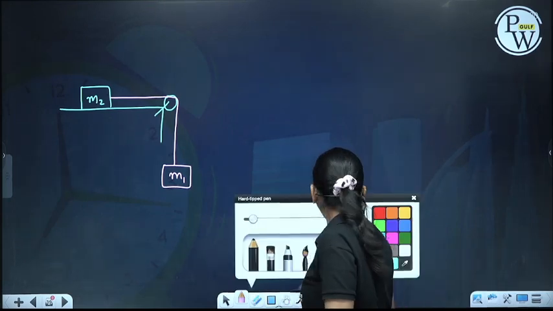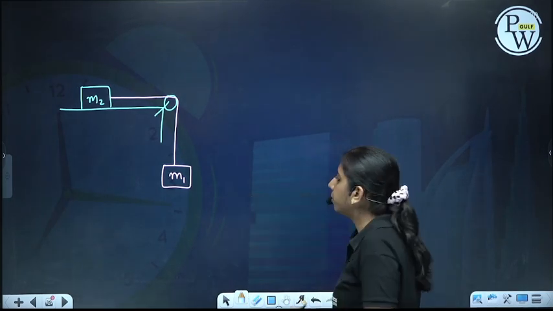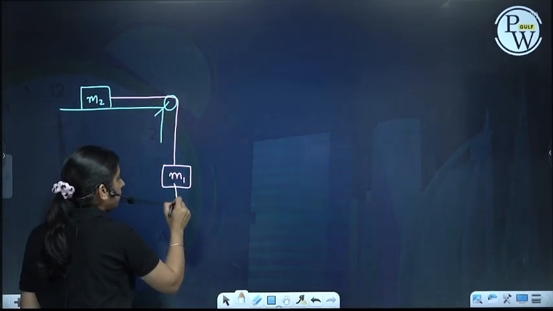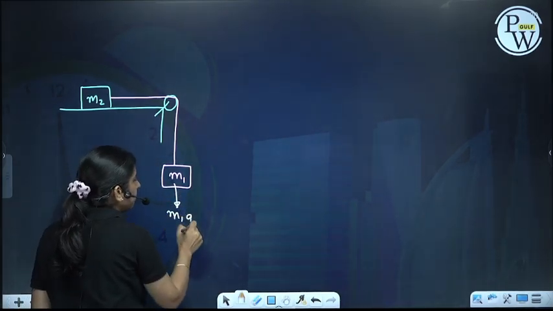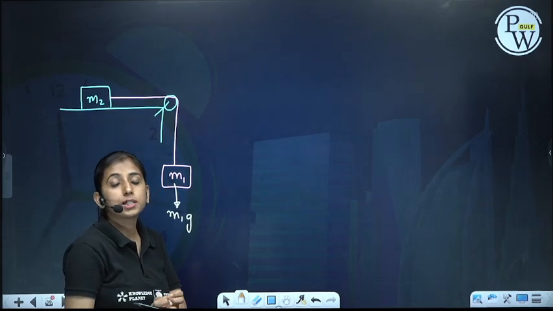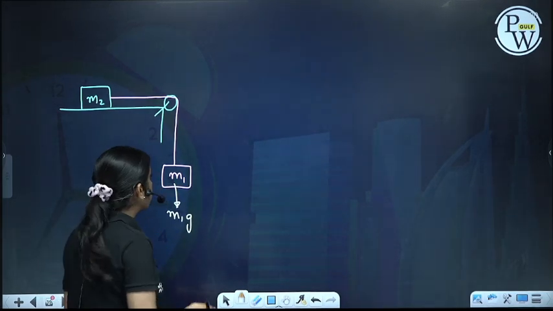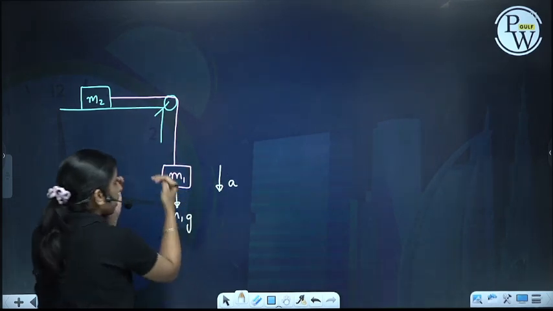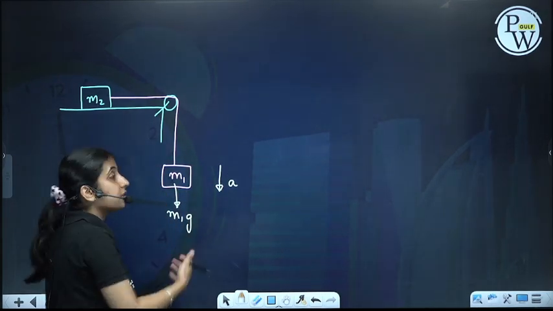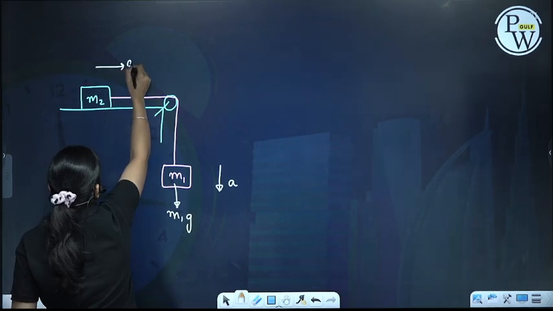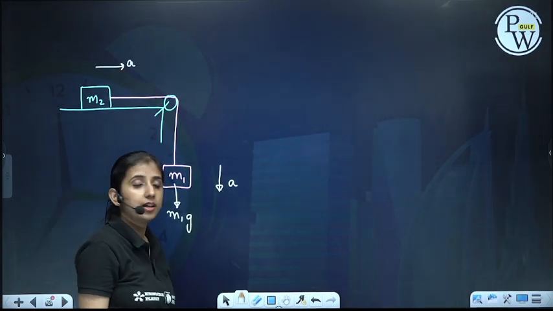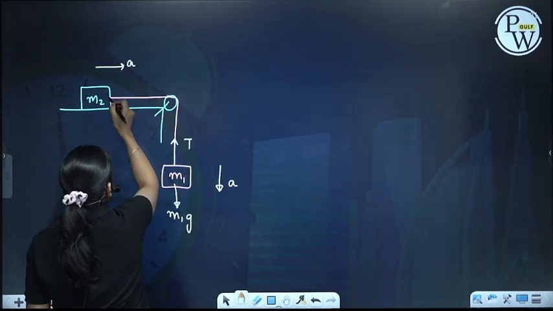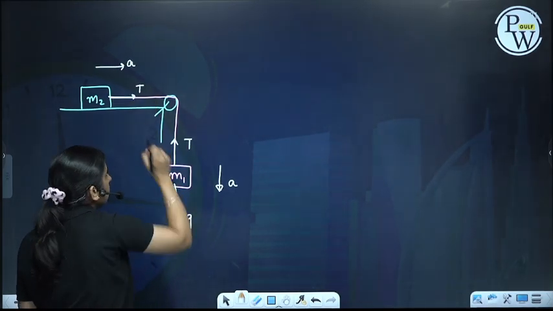Okay, what will happen due to this m1 block? Its weight m1g is acting downwards. m1g will pull the whole system downwards. So it will move with some acceleration a downwards. If this block comes down with acceleration a downward, this has to move forward with the same acceleration a. A tension T is acting, same tension T will be acting over here.